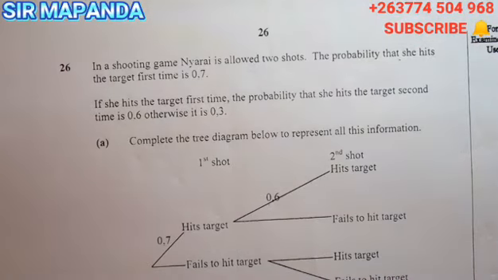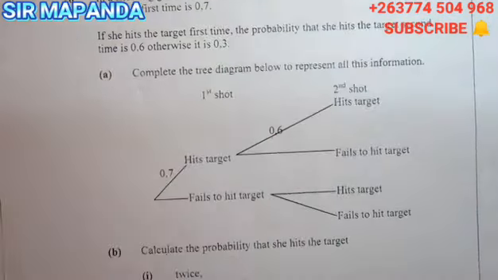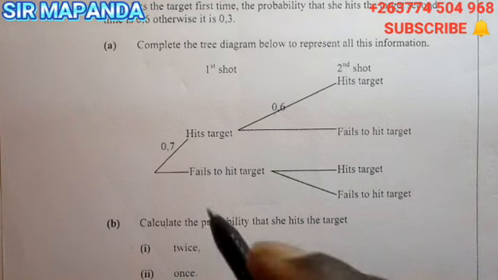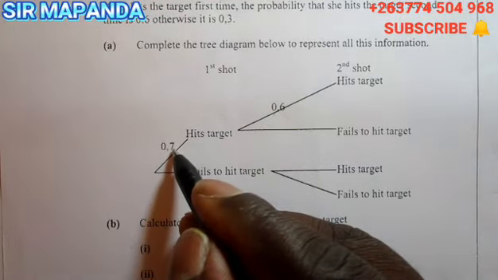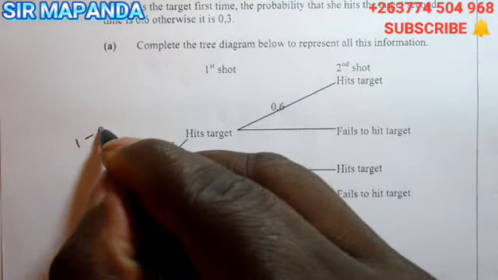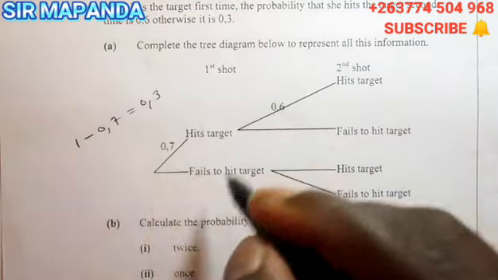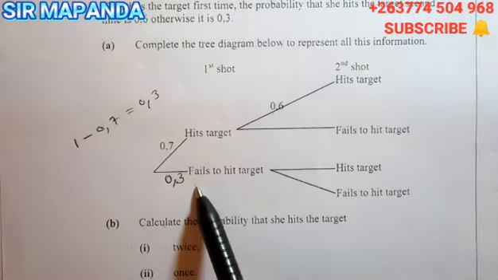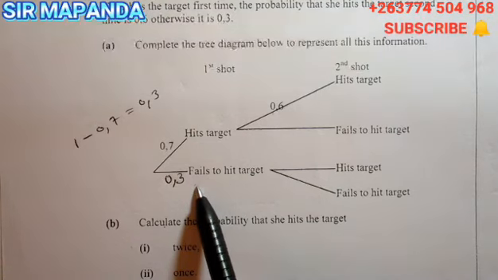If she hits the first target, the probability that she hits the target the second time is 0.6, or otherwise it is 0.3. Complete the tree diagram below and represent all this information. When completing a tree diagram, just know that the branch above and the branch below add up to 1. So if this is 0.7, 1 minus 0.7 you get 0.3. It means we must have 0.3 to represent the failure of hitting the target in the first attempt.